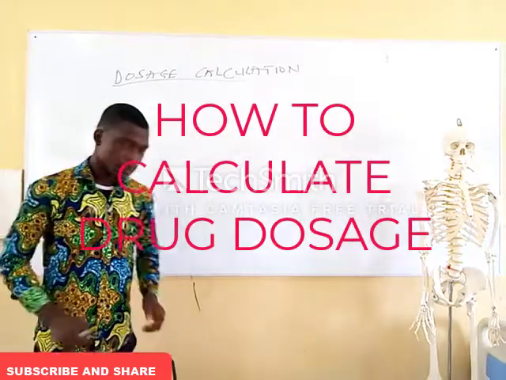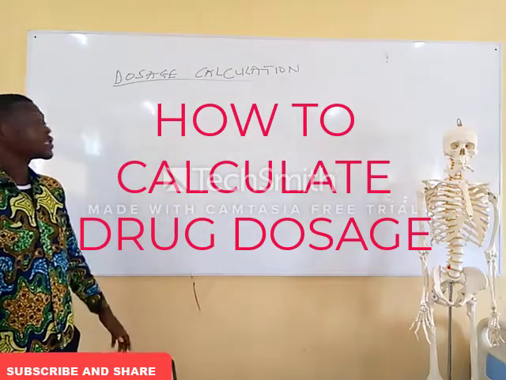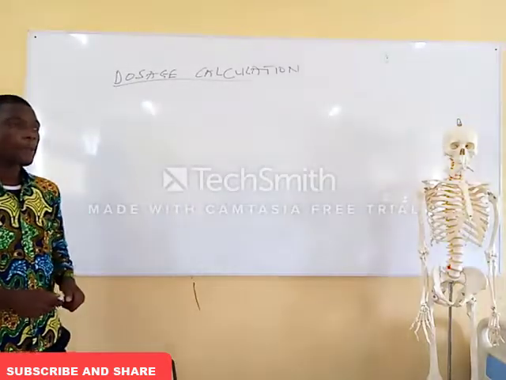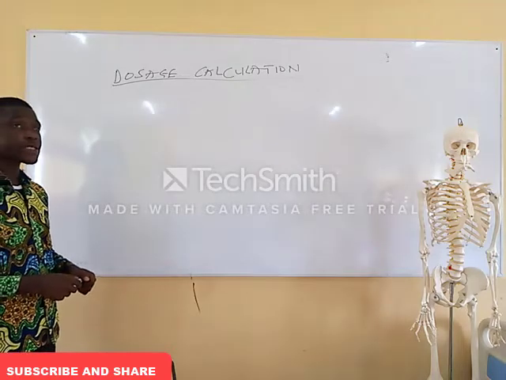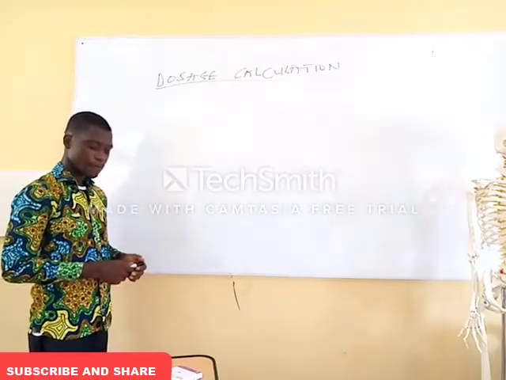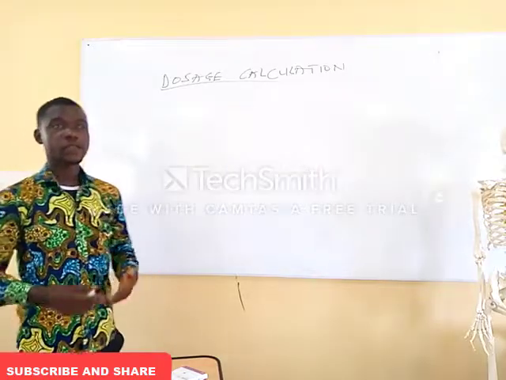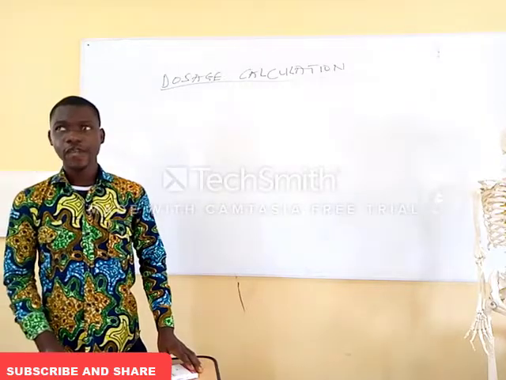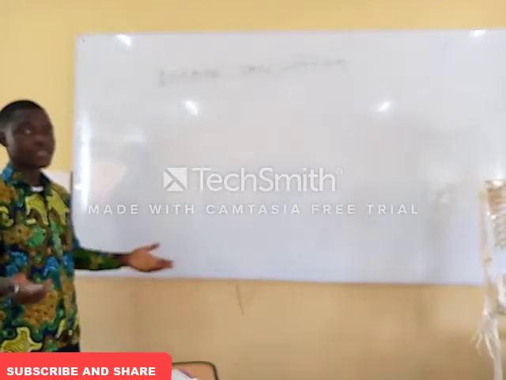Today we are going to talk about how to calculate a dosage of drug. Before you give a drug to a patient, you need to calculate to know the amount that you are going to give to the patient. Dosage is the amount of drug given to a person or a patient to provide a therapeutic effect with minimal or less side effects.